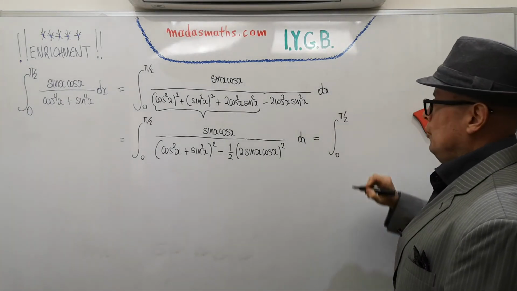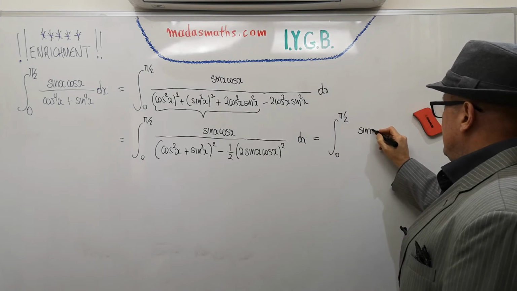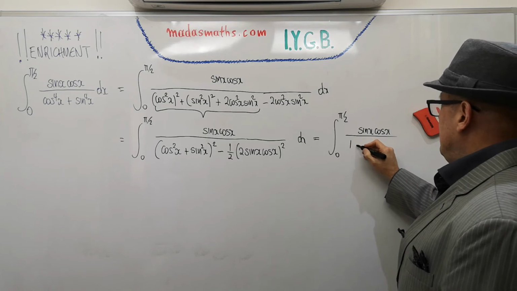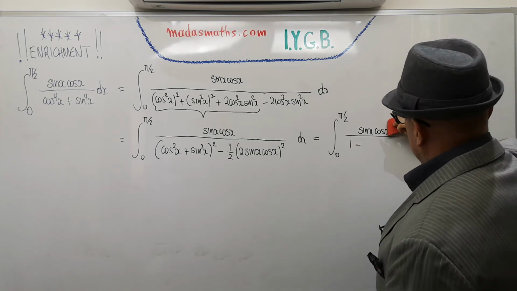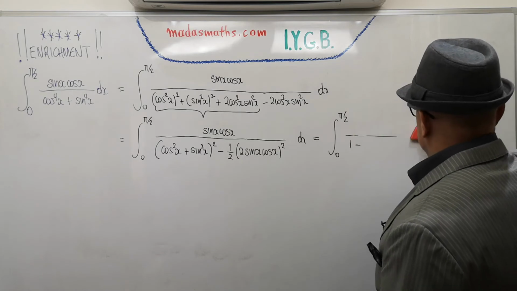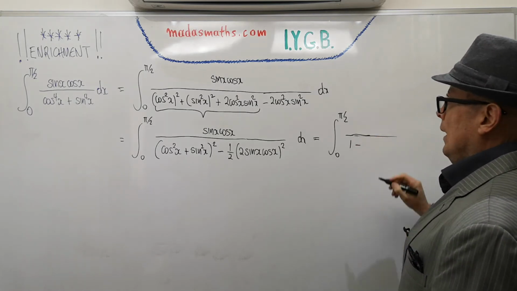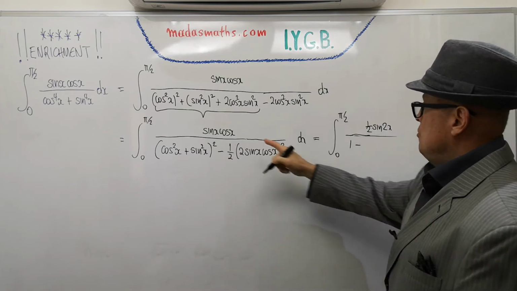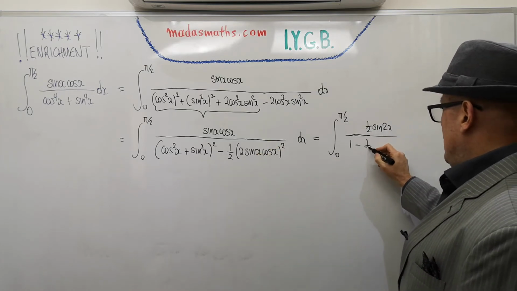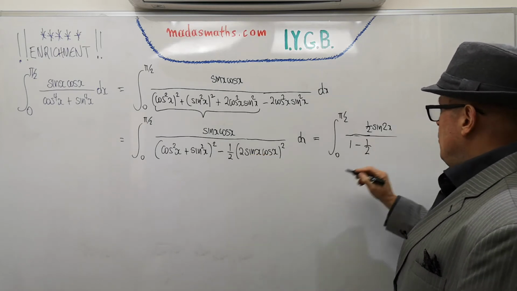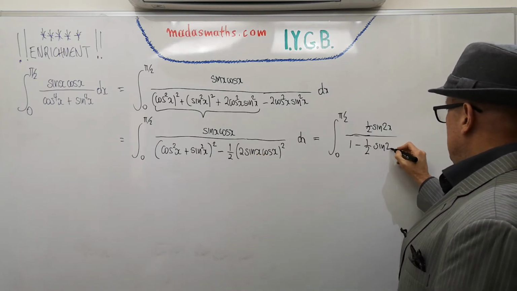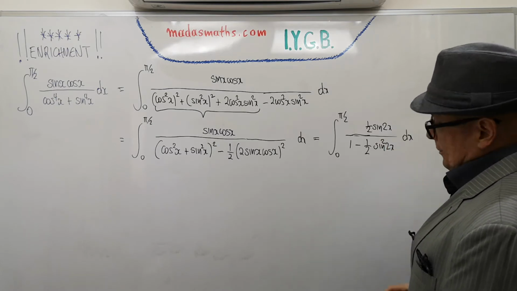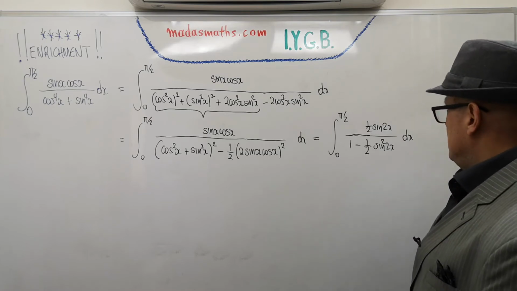0 to pi over 2, and then we've got sine x cos x over 1 minus, perhaps I should actually write this now, this numerator. Let me rub it off. Sorry about the squeaking. I can write it as a half sine of 2x, that's my numerator, and minus a half, and this is now a sine of 2x again, but let's not forget it's now squared, dx. And let's think, what is the next thing to do?